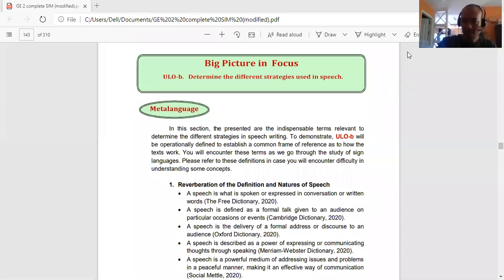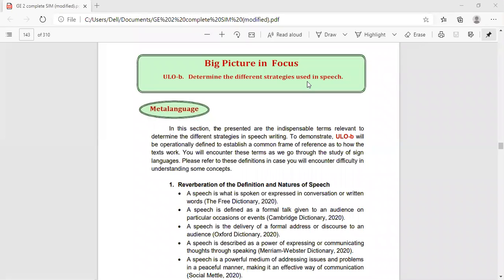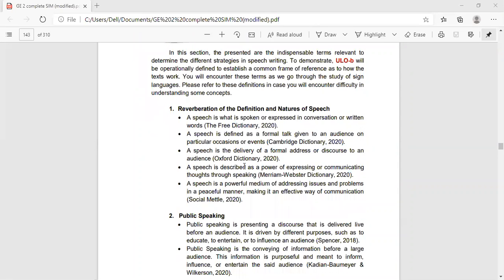So our big picture in focus for today is to determine the different stages used in speech. These are the words that need to be remembered. First of all, let's understand the definition and nature of speech.